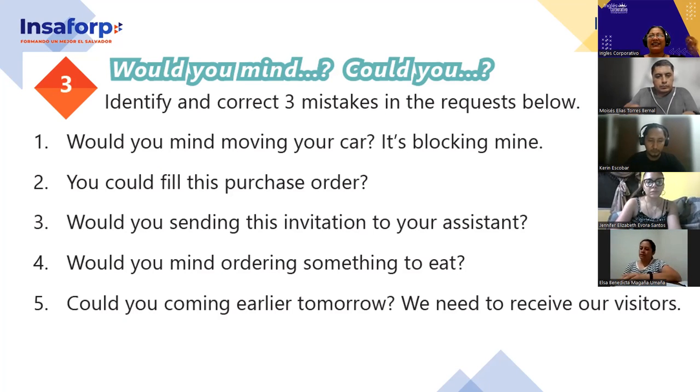You have here 5 exercises. In these 5 exercises, there are 3 mistakes. ¿Cuáles son esos mistakes? Trate de hacerlo in your book y luego lo solucionamos aquí todos juntos, okay? There are 3 mistakes. Es justo de lo que acabamos de hacer todos juntos. Now you have to do it individually.